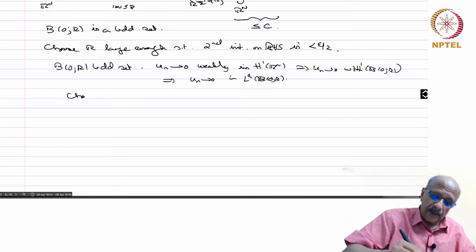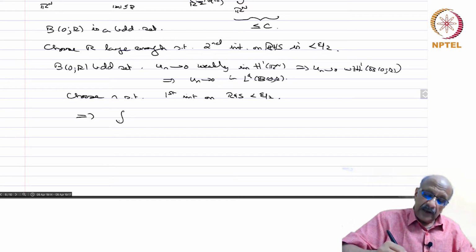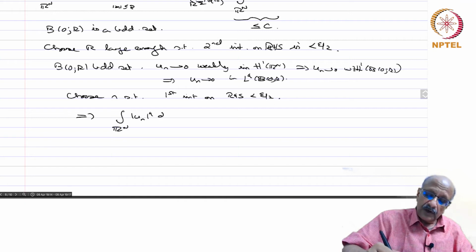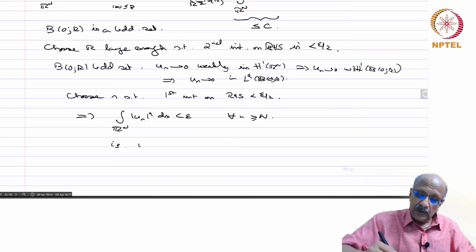So choose N such that the first integral on the RHS is less than epsilon by 2. So this implies the integral over Rn of |u_n|^q dx is less than epsilon for all n greater than or equal to capital N, and that is u_n goes to 0 in L^q.